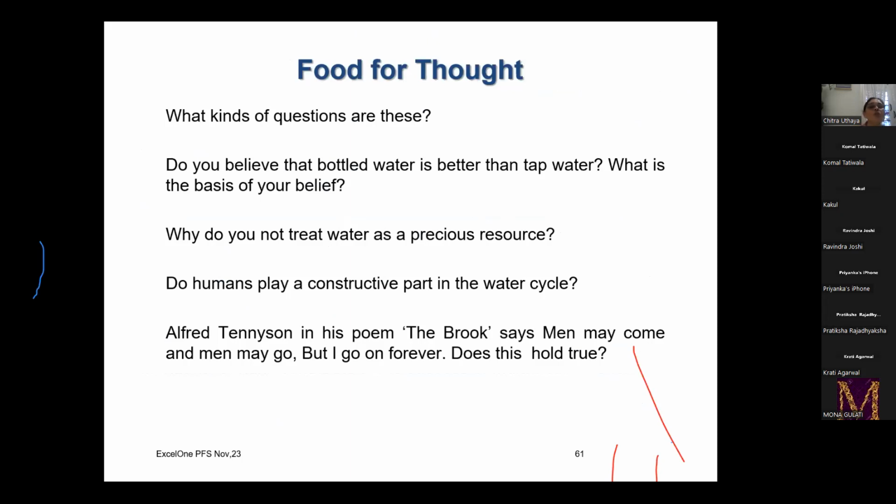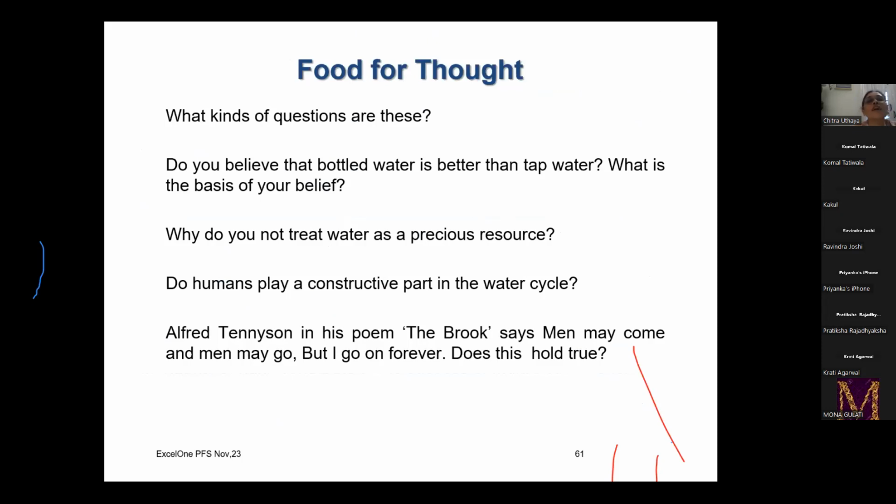Okay, so I've taken you through some questions in science and some questions in social studies. So let's look at these questions. This is for you to think about what kinds of questions are these.